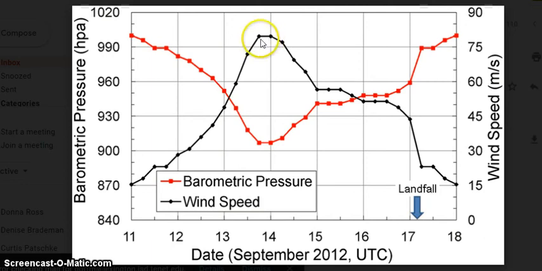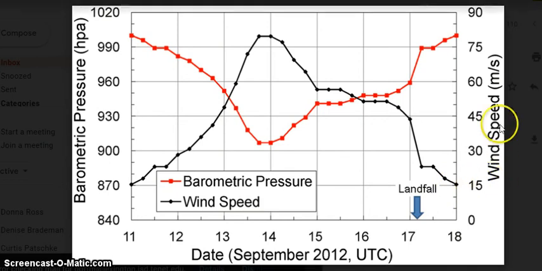Okay, so the black line is your wind speed. The red line is your air pressure. Okay, there's a little arrow right here that says landfall. Y'all know, because we've talked about this, that once a tropical cyclone moves over land, it weakens. It gets weaker because it's cut off from its energy source, its main ingredient, which is warm ocean water. Okay? And that should make sense if you look at the wind speed. As soon as it makes landfall, the wind speeds start to go down.